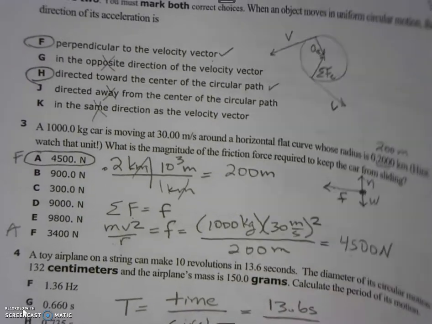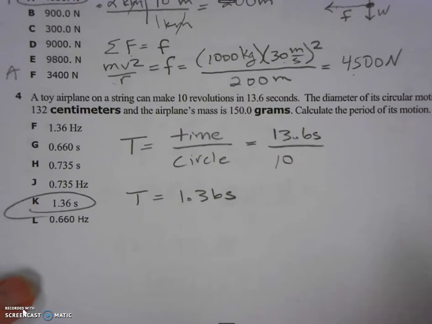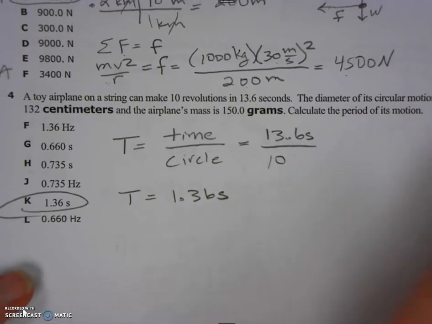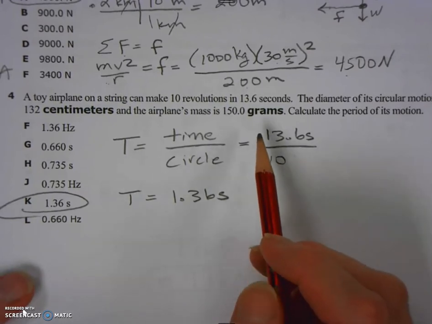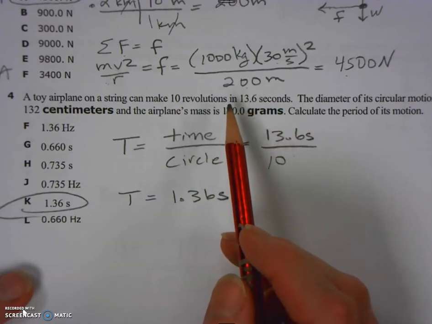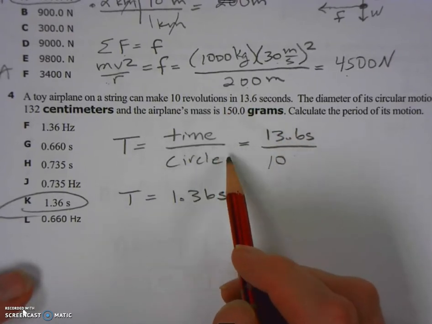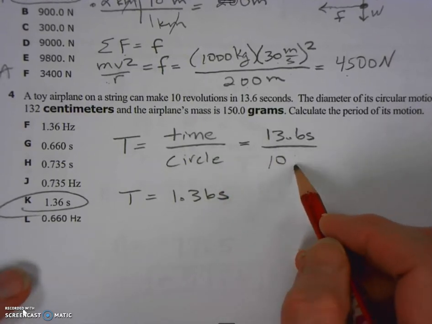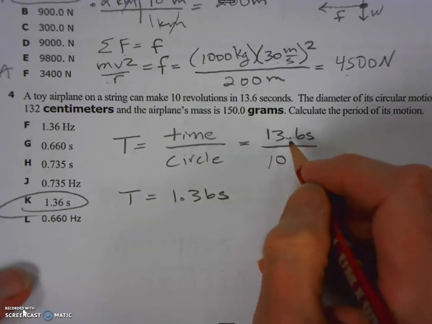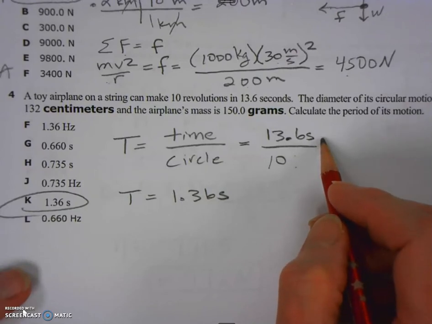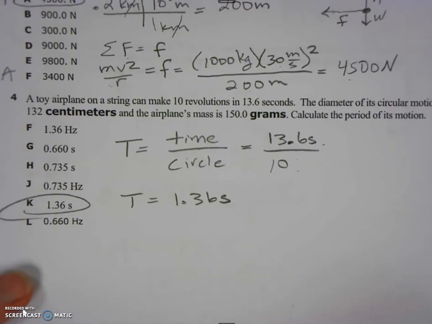Then there was an airplane on a string. I actually have one of those sometimes, or I have had, and it sometimes flies in a circle around our classroom. You're given a bunch of extraneous information that you don't need, including diameter in centimeters and mass in grams, but they're asking for periods. So all you really need is the time it takes to make some circles, because that allows you to calculate the time for exactly one circle. So 13.6 seconds is the numerator, 10 revolutions or circles is the denominator, and therefore we have an answer that has a unit of just plain seconds, with time units in the numerator. So that's 1.36 seconds. Pretty easy one. Just looked a little scary.